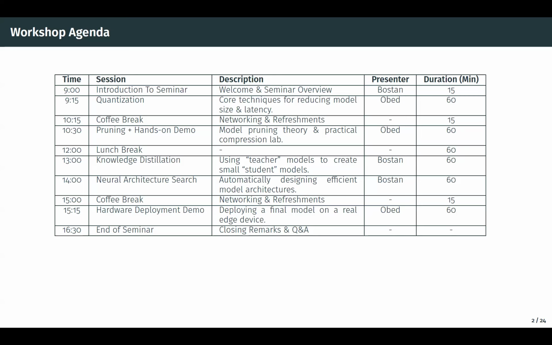So today's workshop agenda: this is the introduction to the seminar. I'll do this for 15 minutes, and after this introduction, we will have the quantization section presented by Obed. Here you will be studying four techniques for size and latency, quite interesting, and then we will have a 15 minute coffee break.